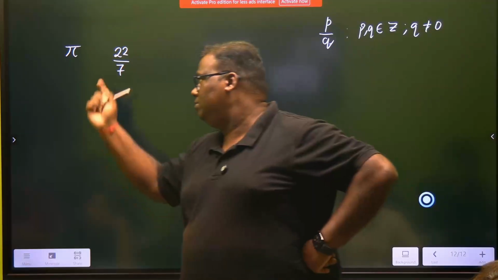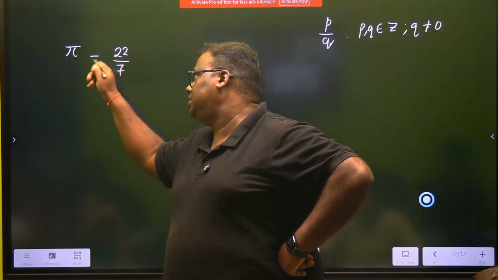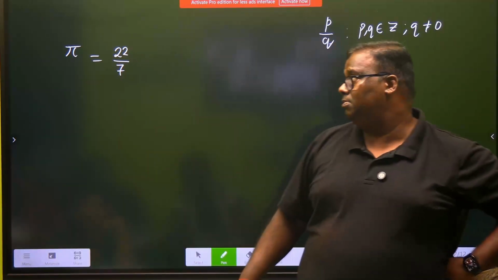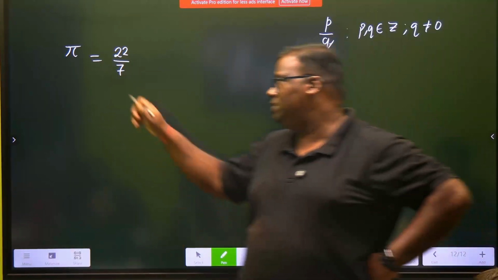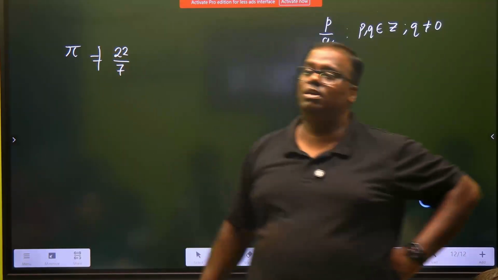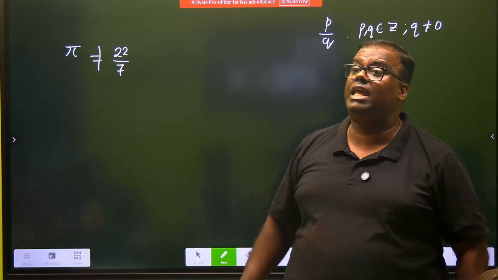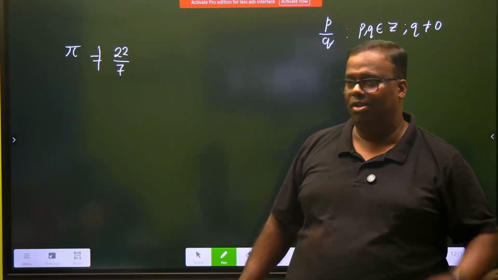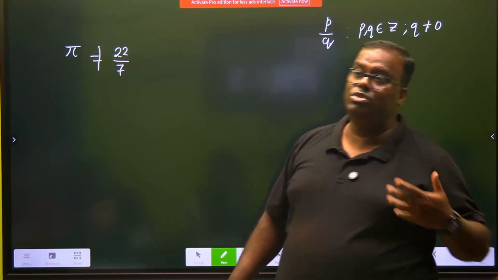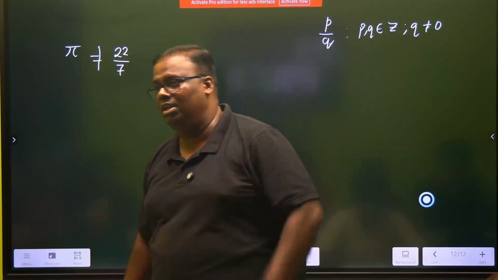So many people have this concept that pi is equal to 22 by 7. Pi is not equal to that. In fact, if you become a teacher and you give some problems, then you should always say take pi as 22 by 7. 22 by 7 is the closest representation of pi, which he said very nicely.